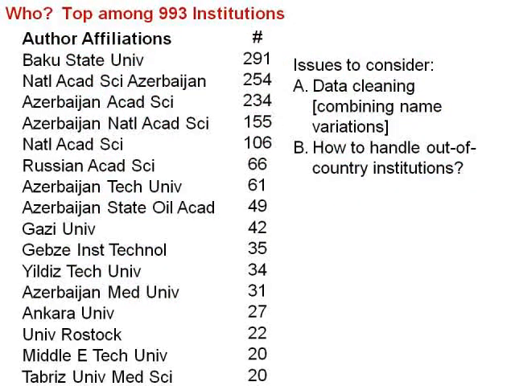So who's doing this? Well, we find 993 different affiliations of the author. Not all are in Azerbaijan. If you work your way down here to number 6, you see Russian Academy of Science. How can that be? Well, they're collaborating with folks in Azerbaijan. So, if we wanted to pursue these analyses in more depth, we'd want to do data cleaning, combining name variations on the Azerbaijan National Academy of Science.